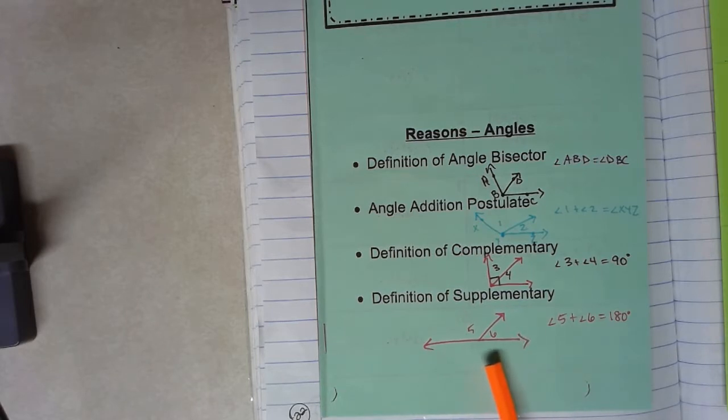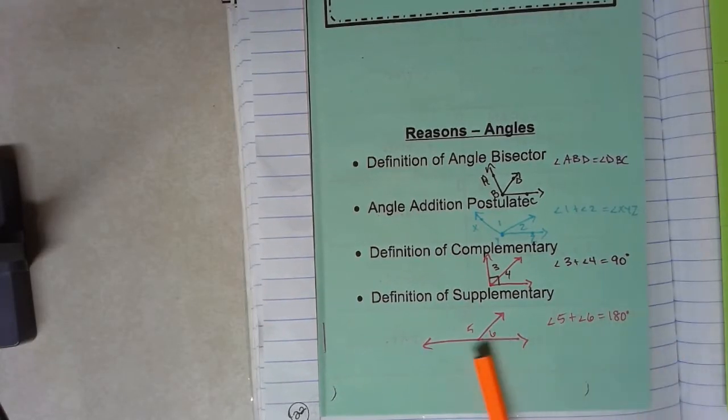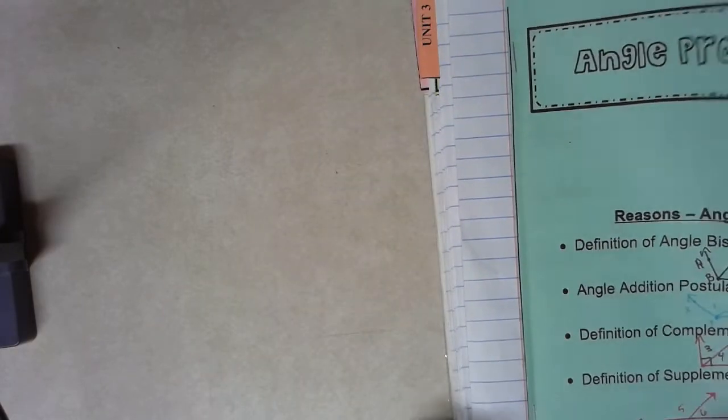And supplementary angles. So supplementary, similar to complementary, is two angles that when added together have to equal 180 degrees. So again, doesn't necessarily have to be two angles that are touching one another, just if you were to push them together, they would make a straight angle. Okay, so that's just a few definitions. Let's get into looking at the proofs.